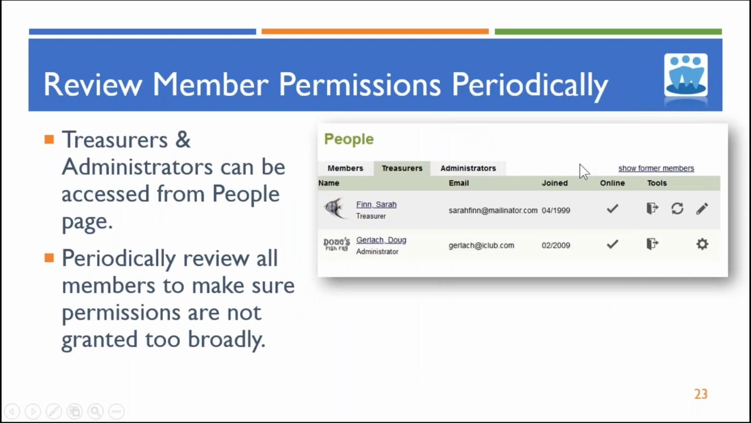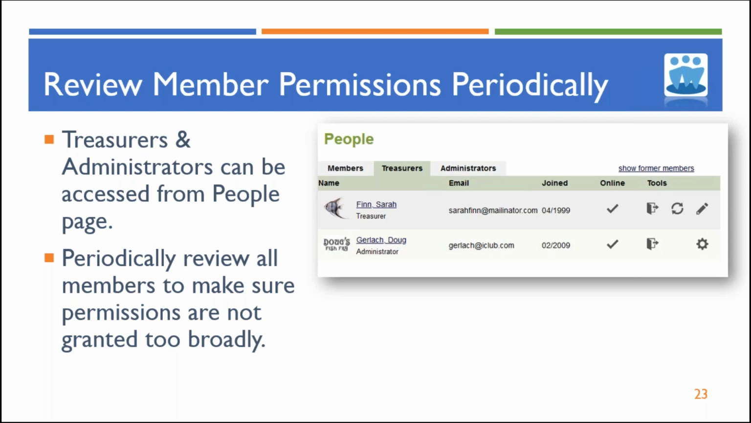So as I mentioned, good idea to review the member permissions periodically. One of the recent updates on the people page is that we have tabs that identify the treasurers as well as the administrators. So it's a real quick way that if you come to your treasurers tab and you see that you've got 4 treasurers, yes, the administrator is going to be a treasurer, and the treasurer is going to be a treasurer. But beyond that, if people are no longer serving in that capacity, they don't need that permission.